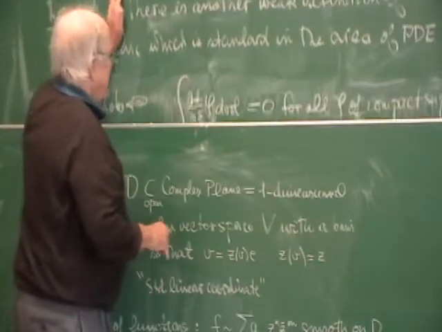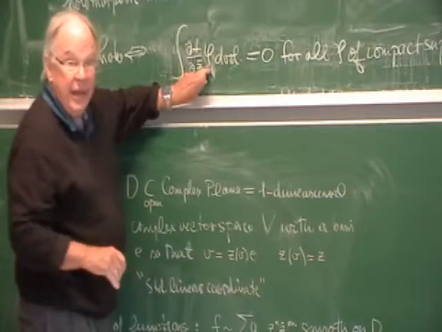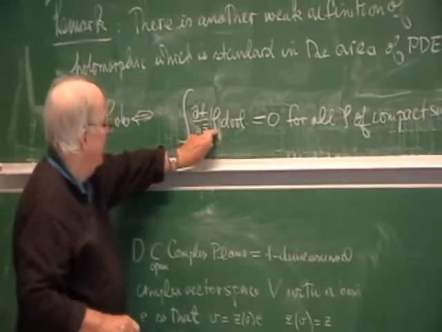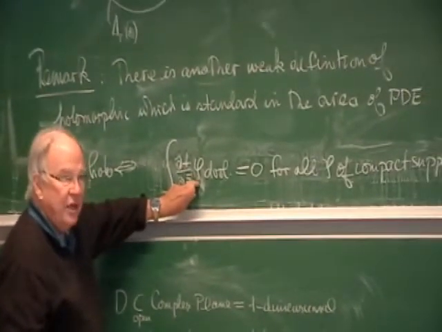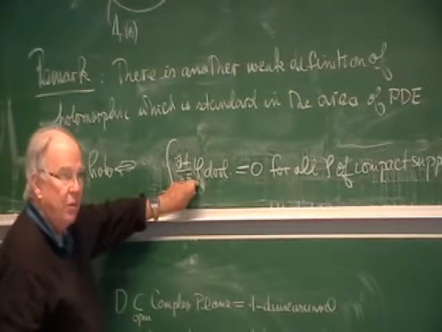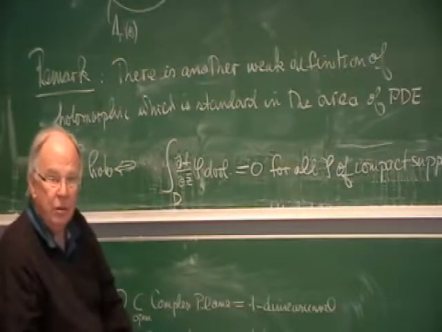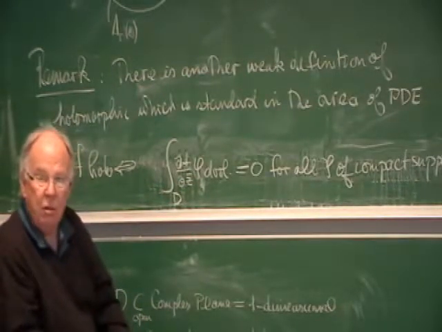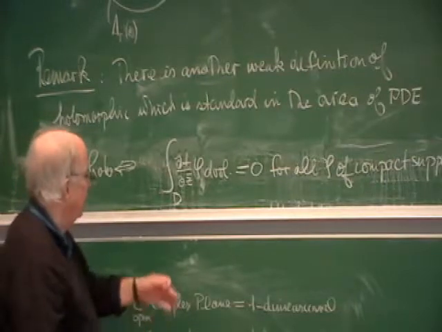If one of these things has compact support, that means the boundary integral that you're going to get is 0. Because compact support means it's 0 on the boundary. The support is inside, right? So that means the boundary integral is nothing.